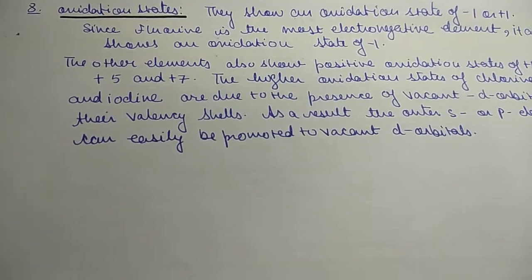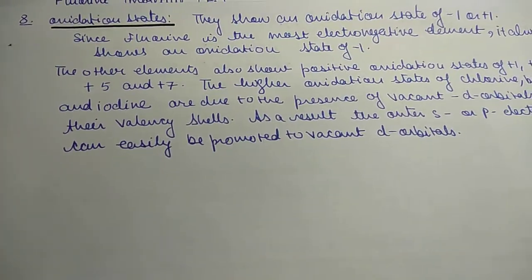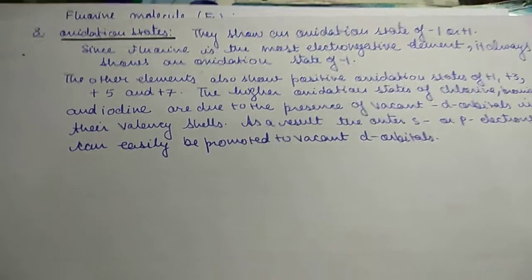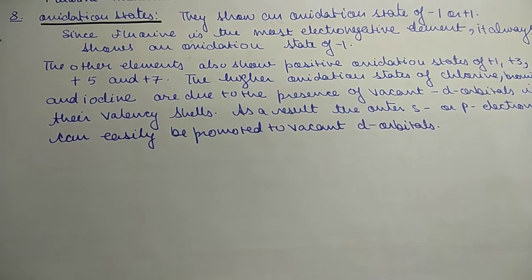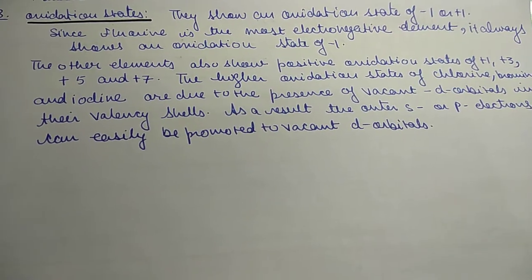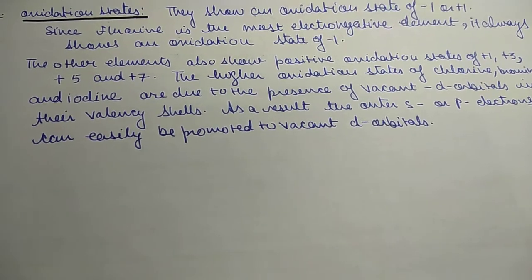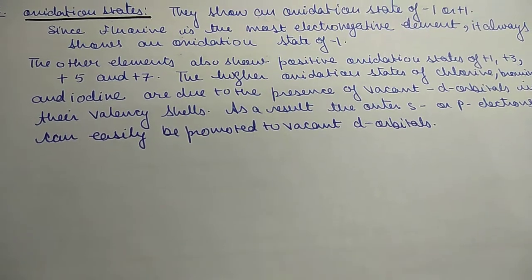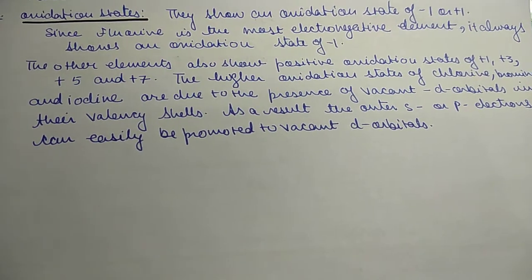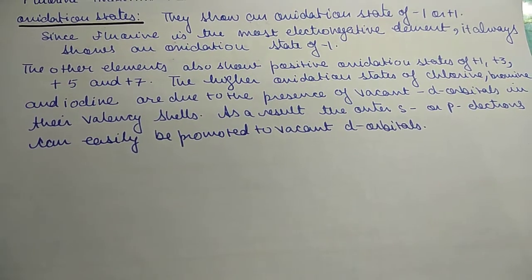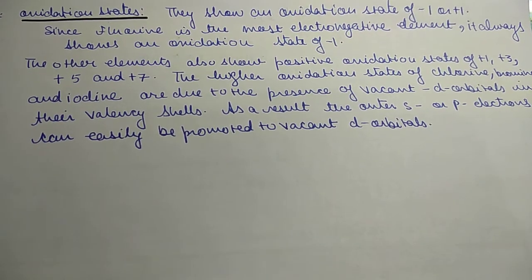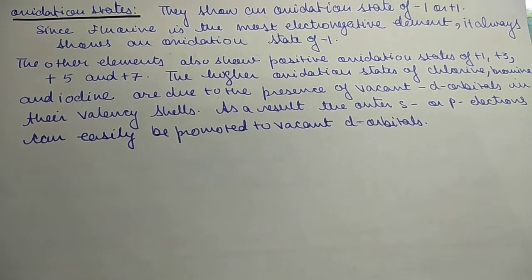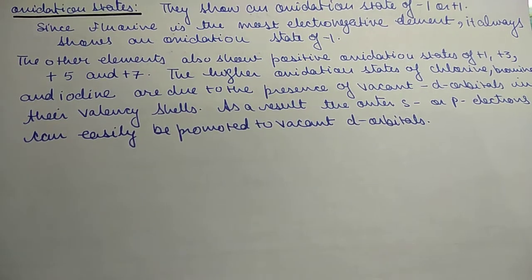Then next we have the oxidation states. Now they show an oxidation state of -1 or +1. They are highly electronegative and have high electron affinities, but fluorine is the most electronegative atom, and it always shows an oxidation state of -1. Yes, its oxidation state is always -1. Other halogens can have -1 or +1 oxidation states, and they can even have positive oxidation states like +1, +3, +5, +7.